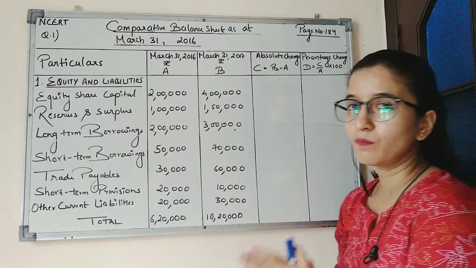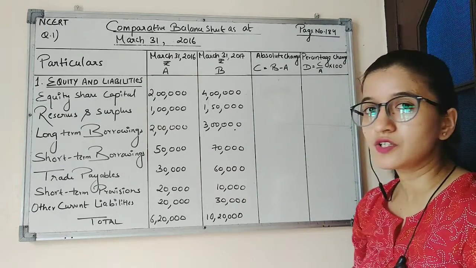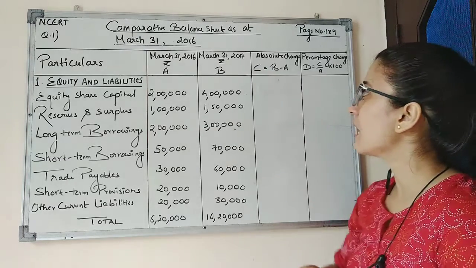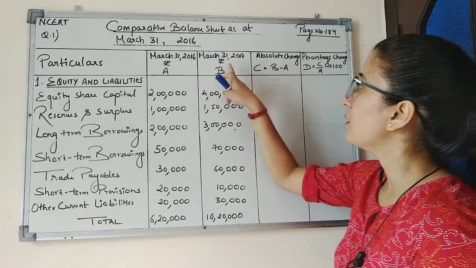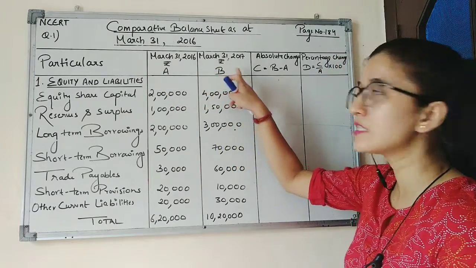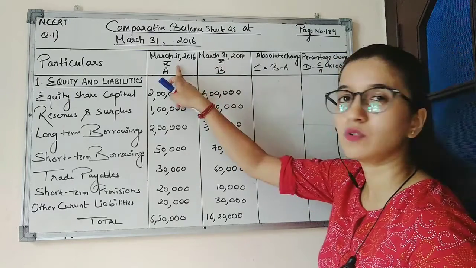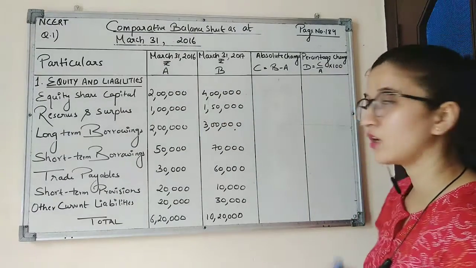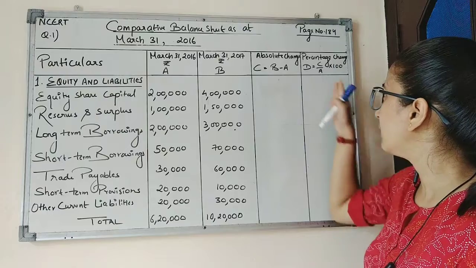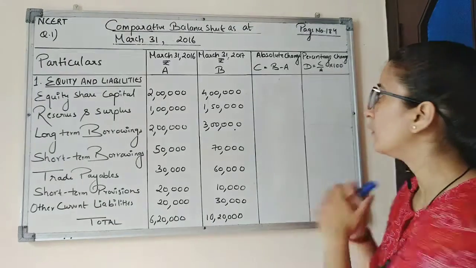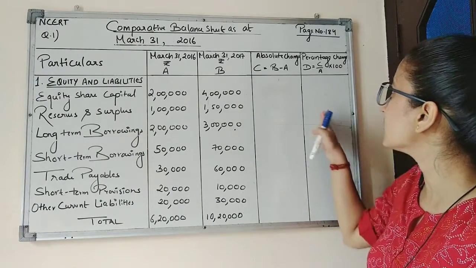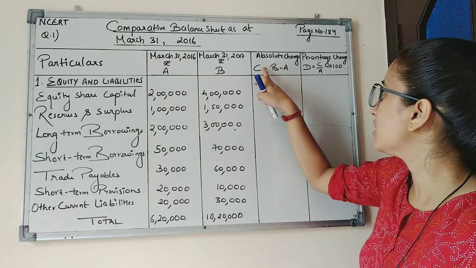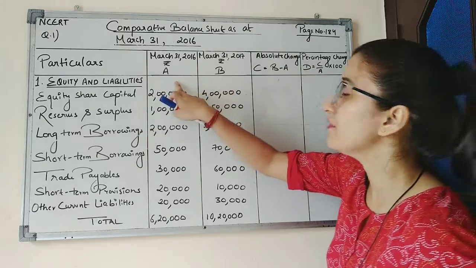The new column we will open will be absolute change, and we will denote this column as C. And how is C calculated? C is calculated as B minus A, which means amount of current year minus amount of previous year. And the fifth column will be percentage change, and we will denote this column as D. And how will D be calculated? It will be calculated as C divided by A into 100, which means absolute change amount divided by previous year amount into 100.